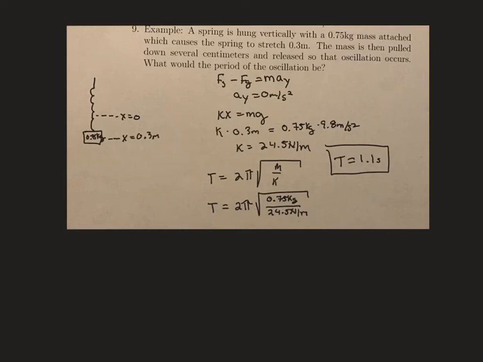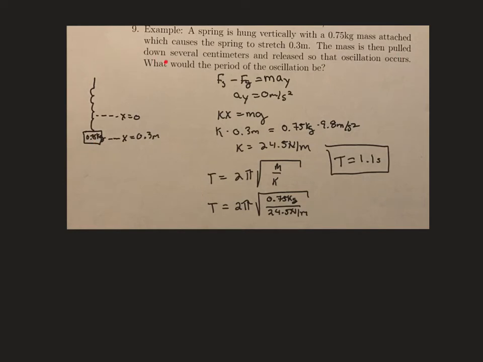In this problem, we have a spring that is hung vertically with a 0.75 kilogram mass attached. So we get a 0.75 kilogram mass down here, which causes the spring to stretch 0.3 meters. So it would be originally with no mass on it at x equals 0, and then it gets pulled down an additional 0.3 meters due to the mass attached.